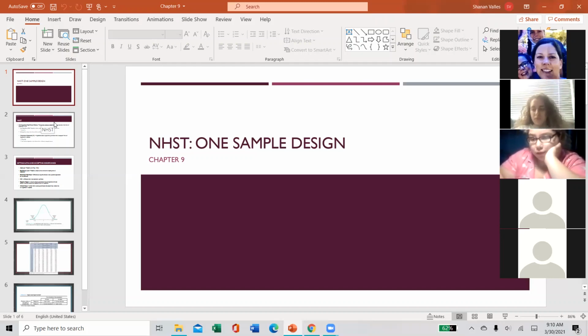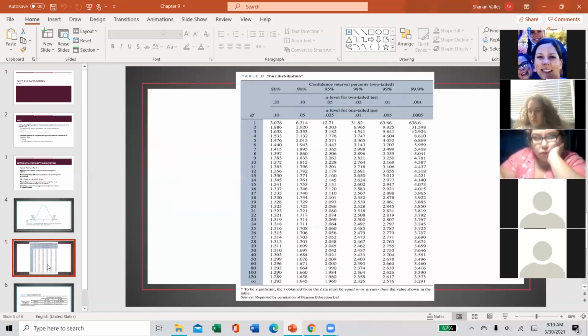Okay, and so we looked at that t table where we found different numbers. It's right down here. It kind of looks like that Z table that we were looking at.